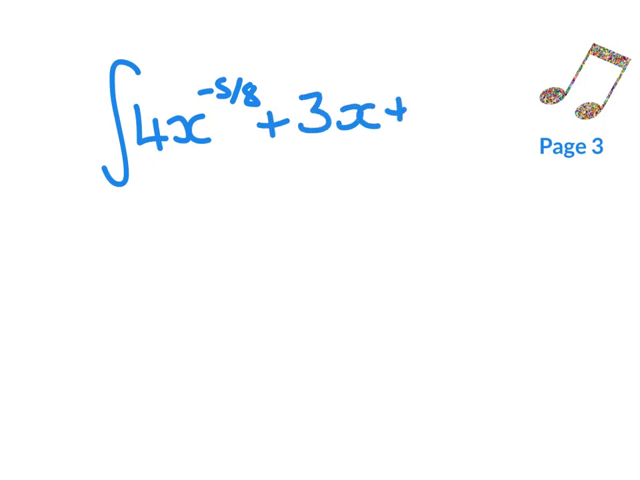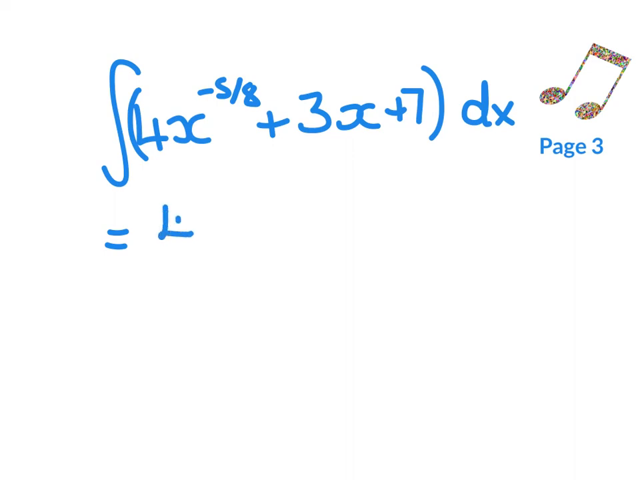And our final example today, we are integrating 4x to the power of negative 5/8 plus 3x plus 7, and that's all with respect to x. I'm not going to separate them out. I'm not writing them out separately, but I am in my mind separating them as I integrate.